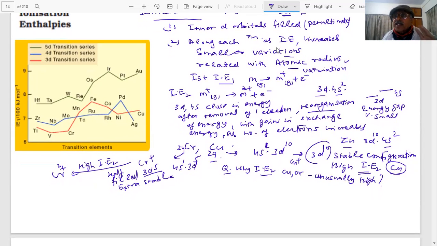Okay. These values are exceptionally high. What is the reason for that? Because they have an extra stable, half filled and completely filled configuration. Okay? Clear?